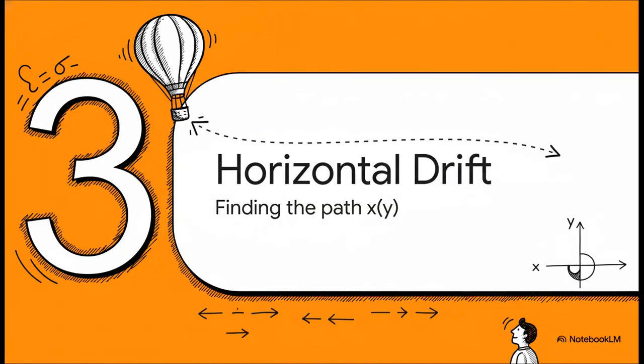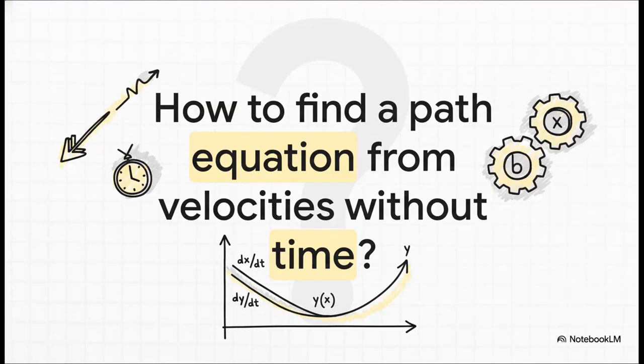Okay, let's tackle our first objective. We need to find the horizontal drift, x, as a function of the height, y. In other words, we're looking for the equation of the path itself. This will tell us the exact shape of the balloon's trajectory as it flies. So this is the main puzzle for part A. The velocities we're given are rates of change with respect to time, but the question asks for a relationship between x and y with no mention of time at all. So how can we possibly link the horizontal and vertical motion directly and get t out of the picture?